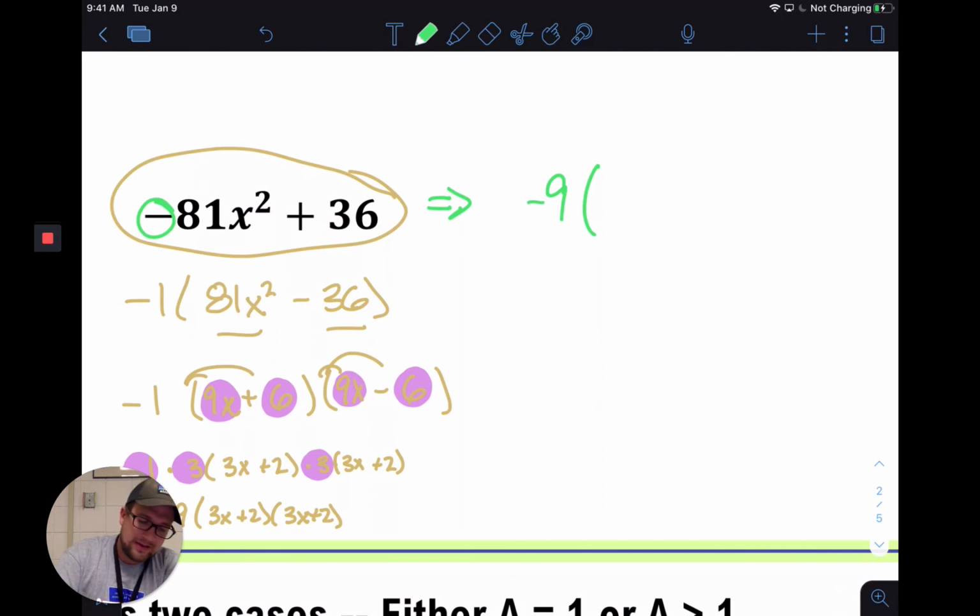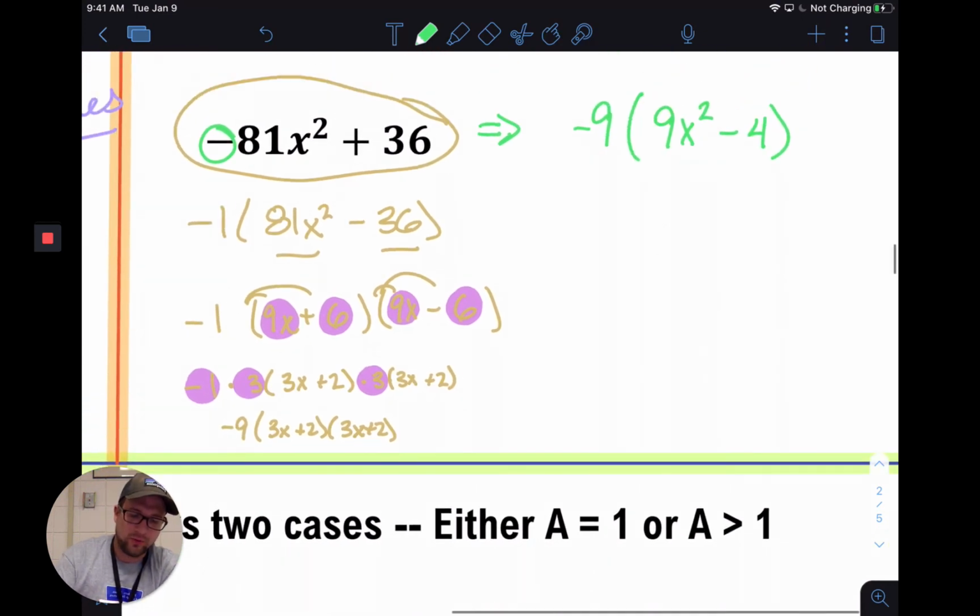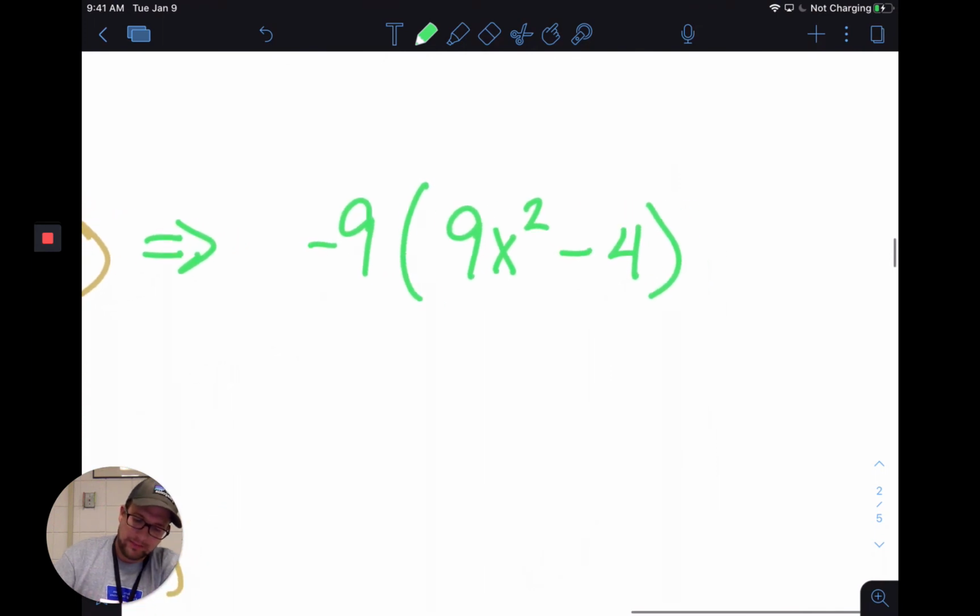If I pull a negative 9 out, I'll be left with 9x to the second power. And if I pull a negative 9 out of that second term, I'll be left with a plus, a minus 4. Now I am seeing one mistake I made before. We'll come back and catch that in a second. But I'll have a minus 9 here.